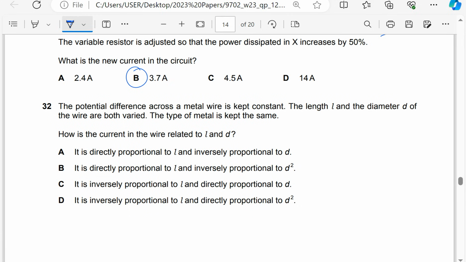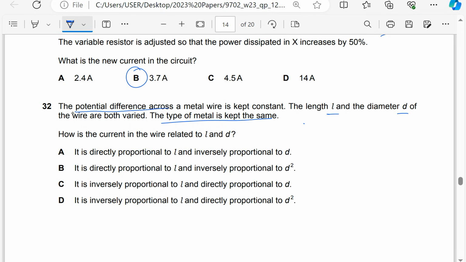The PD across a metal wire is kept constant. The length L and the diameter D of the wire are both varied. So V is the same, L and D are varied. The type of the metal is kept the same, so it means resistivity is the same. How is the current in the wire related to L and D?